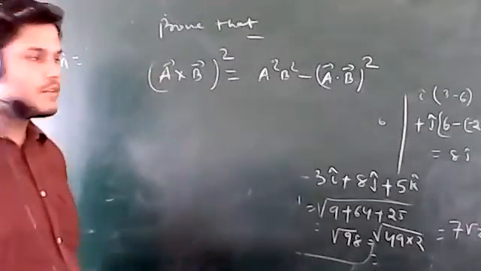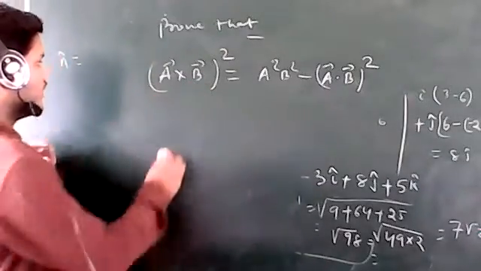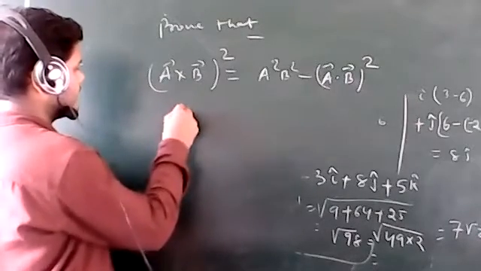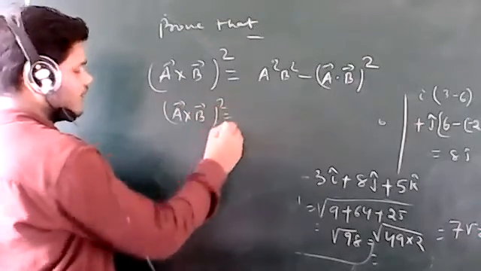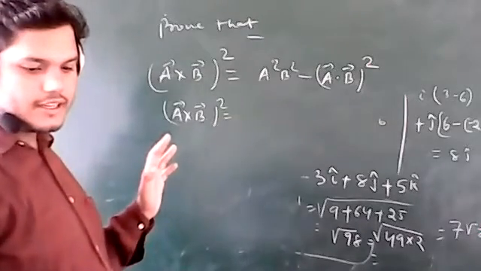And first of all, what we have to do? You have to take the LHS, A cross B. How can you take the LHS? A cross B square. And what is the formula for the A cross B square?